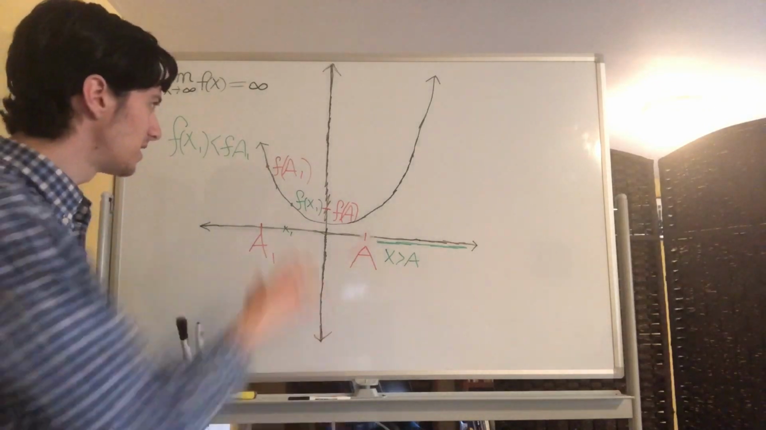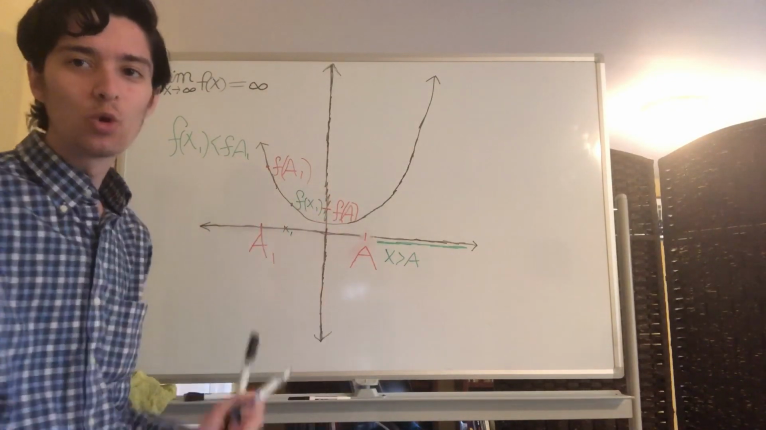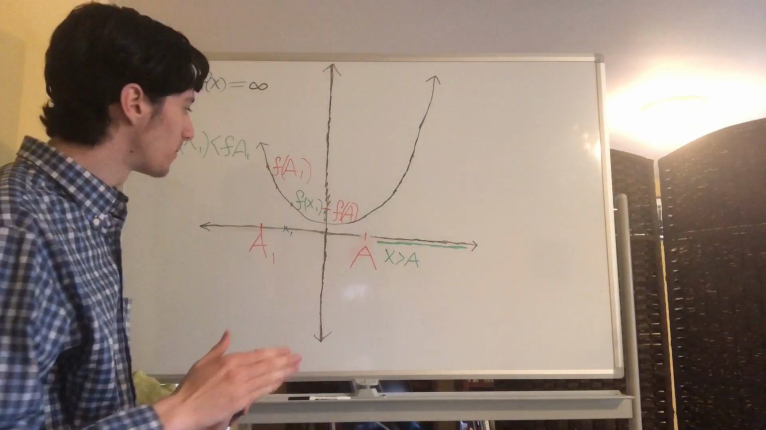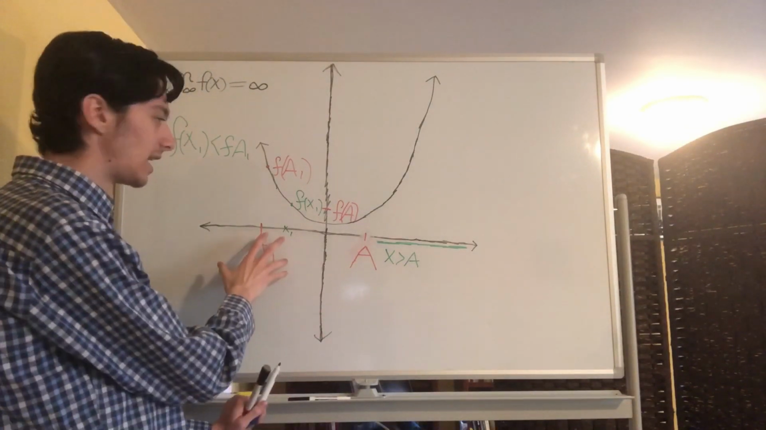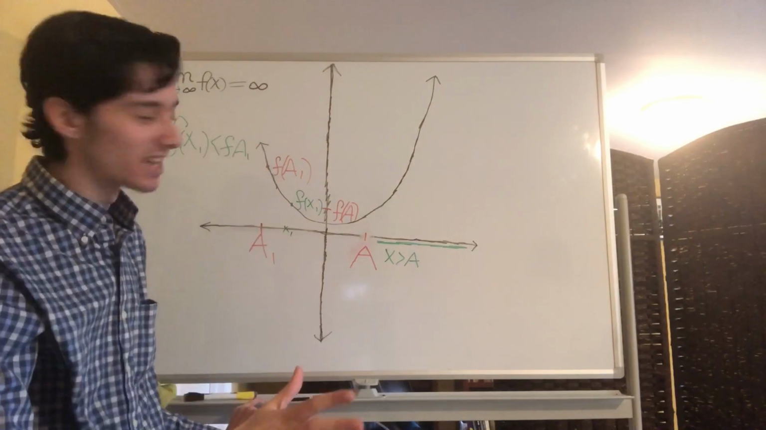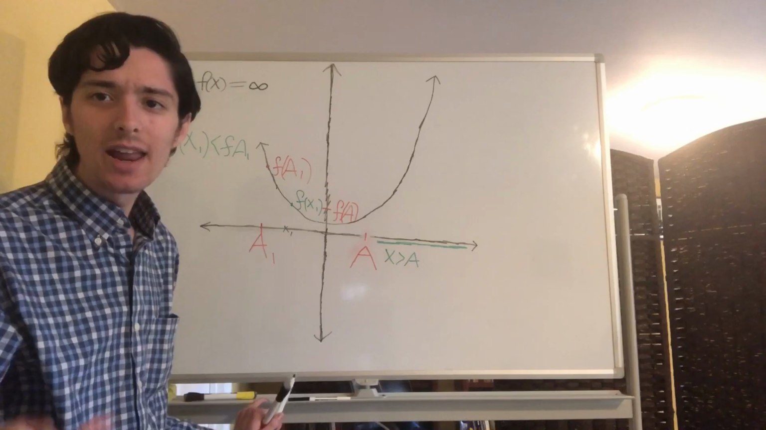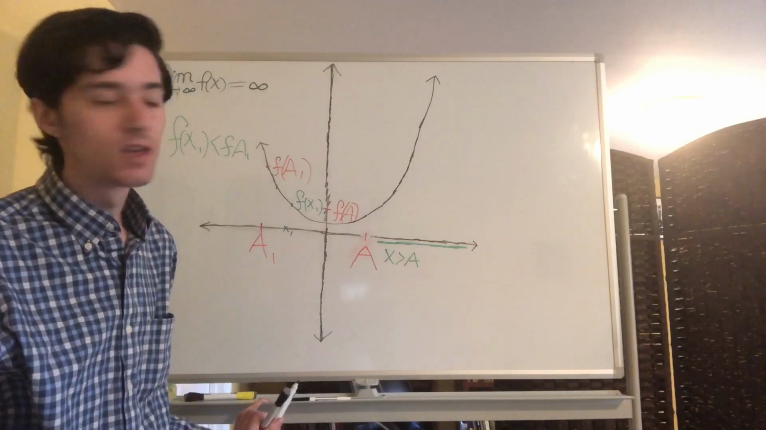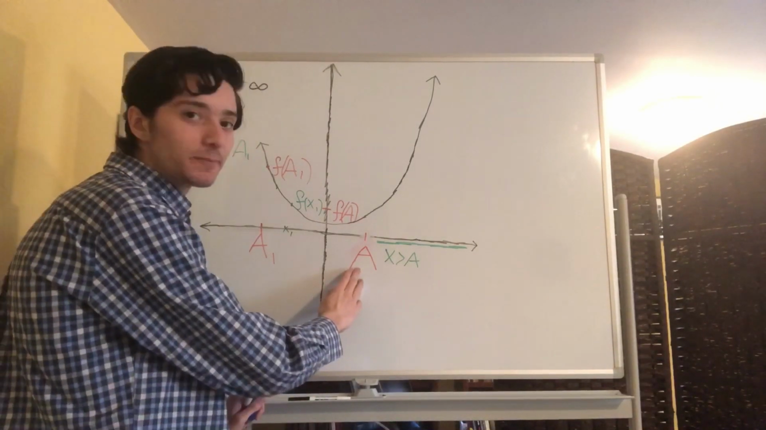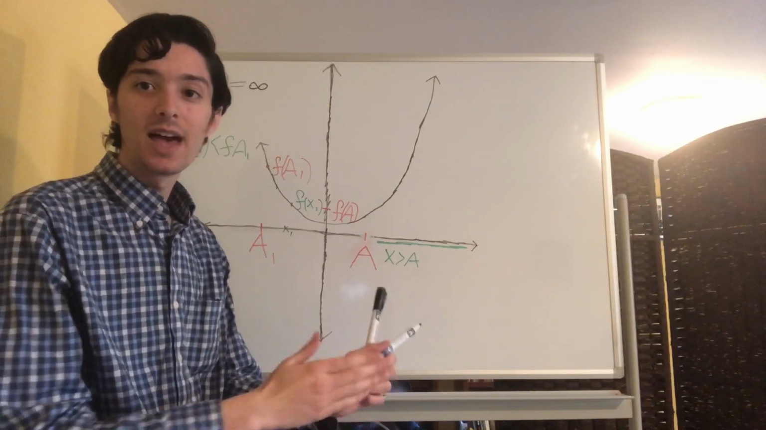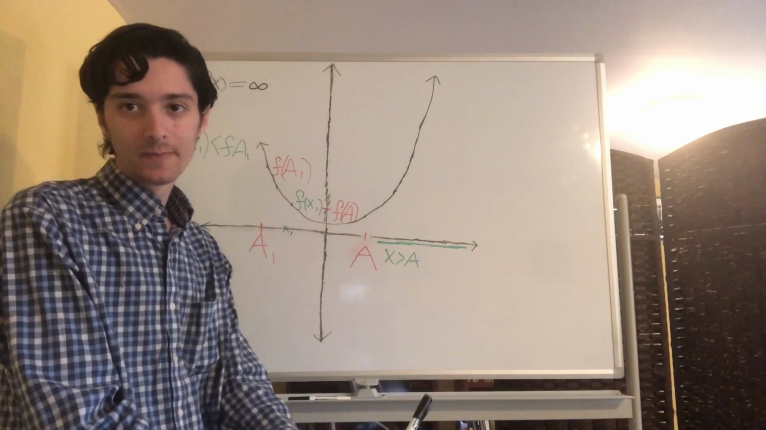However, this isn't the problem, right? Because we're only concerned with values of x that are large. So it doesn't matter that there is some a that's less that doesn't satisfy that. All that matters is that there is an a, not every a necessarily, but that there is an a such that when x is larger than a, f of x is larger than b.